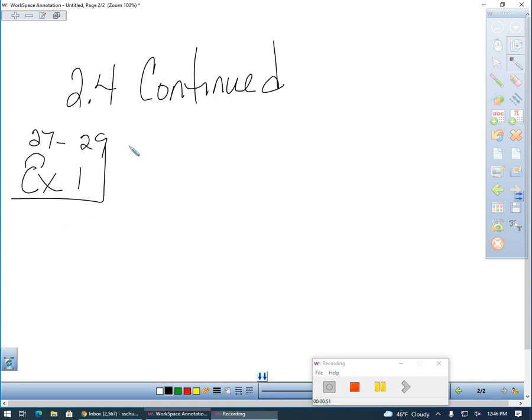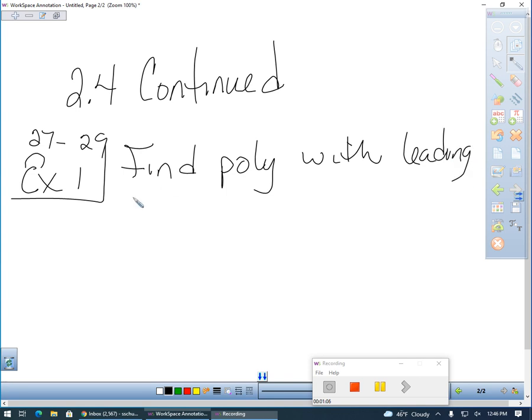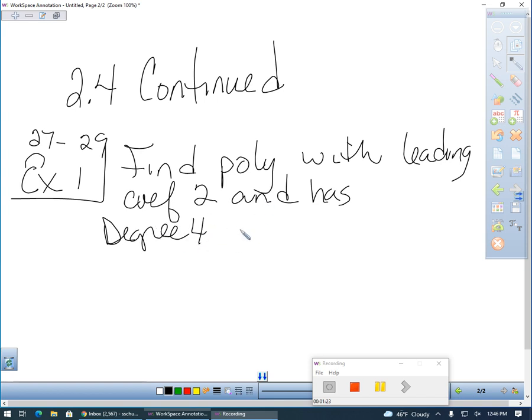It's going to ask you to find the polynomial with leading coefficient two and has degree 4 and zeros at -3, -1, 0, and 5/2.